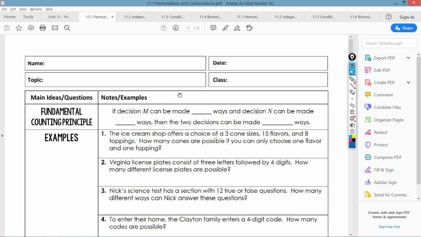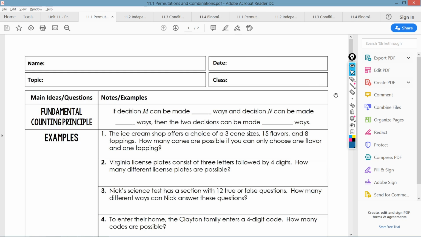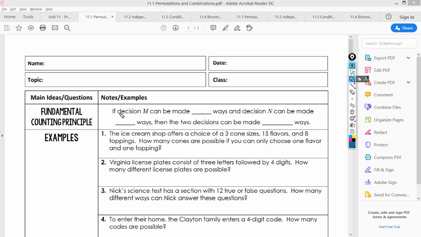All right, moving on. So this is 11.1 Permutations and Combinations, and we first want to talk about the fundamental counting principle. The idea of the fundamental counting principle is just this. If we have multiple things that can be done in various ways, then we can find the total number of ways by multiplying all those combinations together.